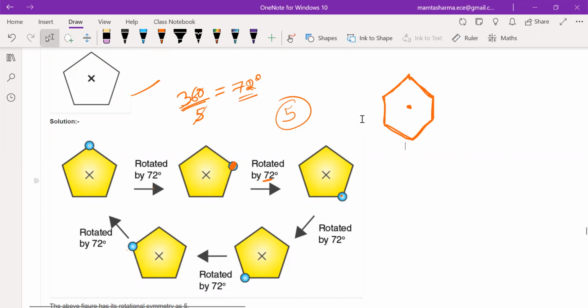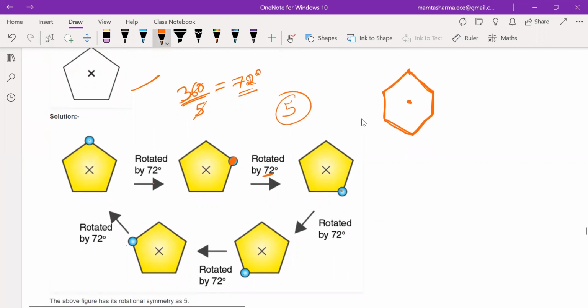Yes, Ritvik Nimala. What would be the order of rotation? Here it is 5. Why? Because here the number of sides is 5. In a hexagon, the number of sides is 6. Then the symmetry would be?